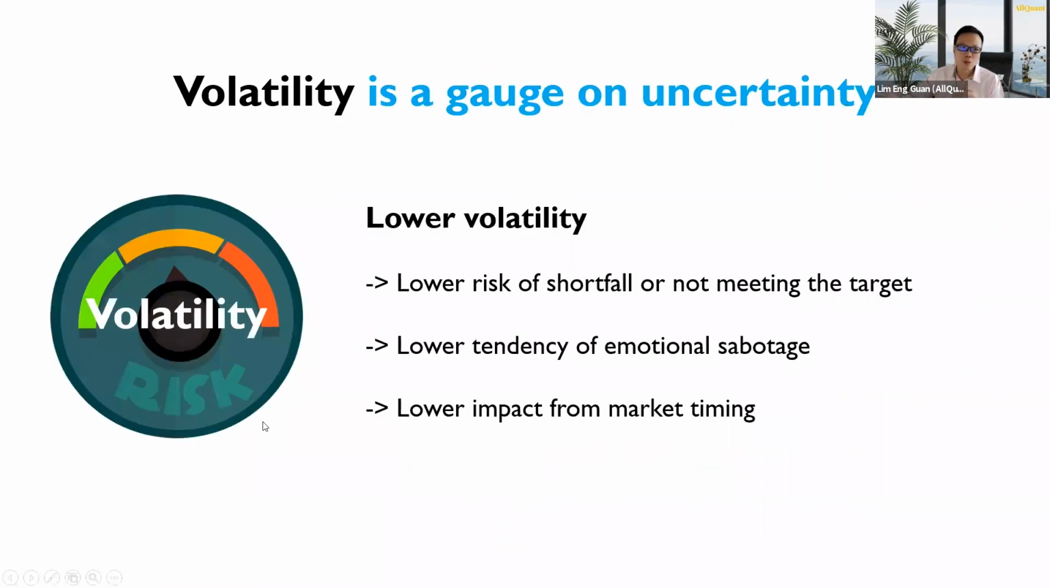So that is also why vol is commonly referred to as a gauge of uncertainty. And don't underestimate its importance. Lower volatility is a highly desirable feature. It lowers your overall shortfall risk of not meeting your target. And besides that, there are also other benefits. With lower volatility, you're less likely to give in to your own emotions and meddle with your investments, because the value of your investments is a lot more stable.